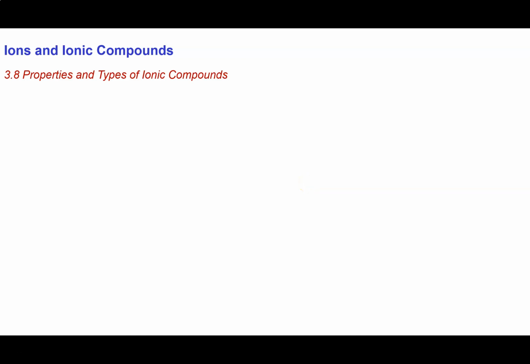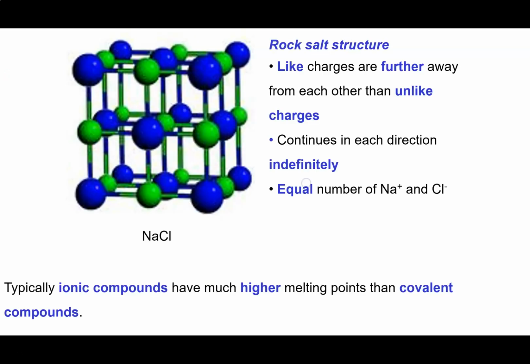So in section 3.8, we start looking at some of the properties and the different classes of ionic compounds. The thing about ionic compounds is that there are no molecules present. What we have instead is a crystal where we have a repeating pattern of positive and negative ions. And the ions are organized in a way that they maximize attraction between the oppositely charged ions and minimize repulsion between the ions with the same charge.